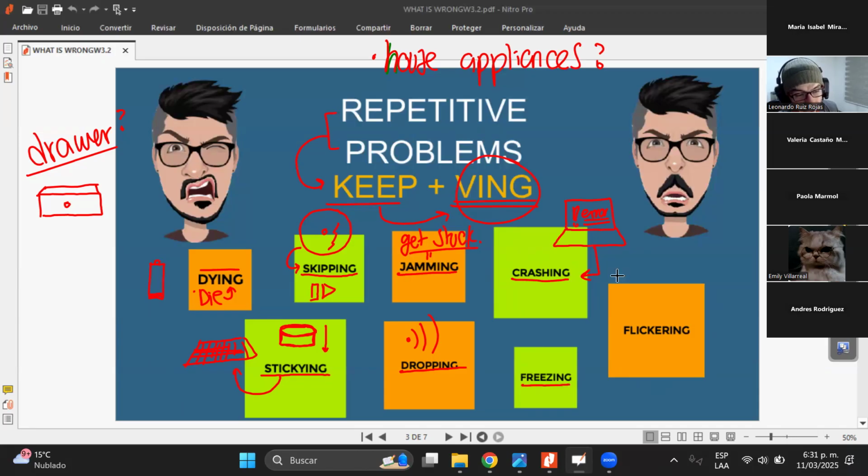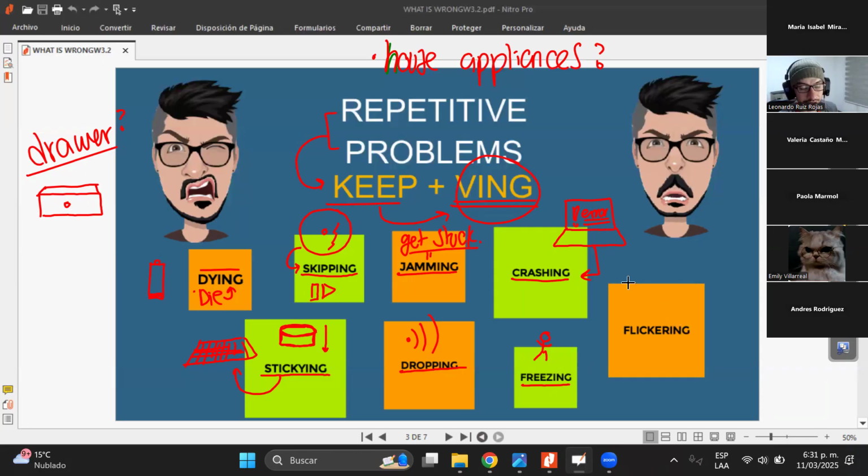Freezing, then again with the laptop or with the cell phone, it's when the image gets stuck. So it's not the complete system, but it's just the screen. The screen keeps frozen, no? So in that case, I said, okay, the computer keeps freezing, or the laptop or the cell phone keeps freezing, or I don't know, Netflix keeps freezing, no? So it keeps freezing, the image gets stuck in the moment, okay?